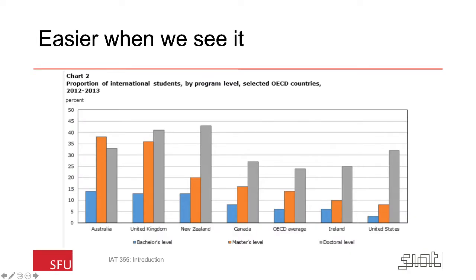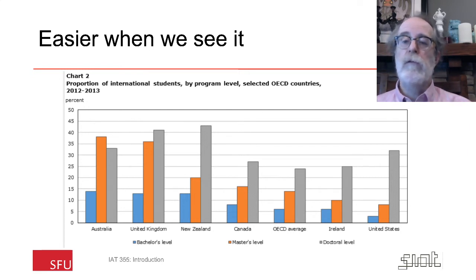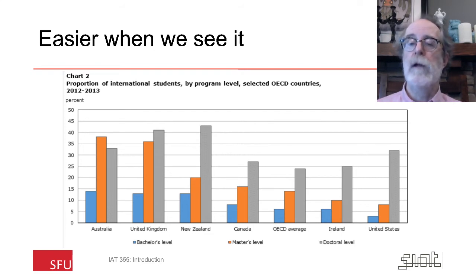One of the things that is good to observe is it's usually a lot easier to understand the data that we're talking about when we can see it. It's typically a lot easier to understand a trend or how things are different from one location to another when you can see the actual difference presented in a plot that is organized in a manner that's easy to understand. So this one is about the proportion of international students by program level in the populations of the individual countries shown here, with Australia, UK, New Zealand, Canada, the OECD average, Ireland, and the United States. As you can see, there's a big difference between bachelor's, master's, and doctorate level attendance in these countries.